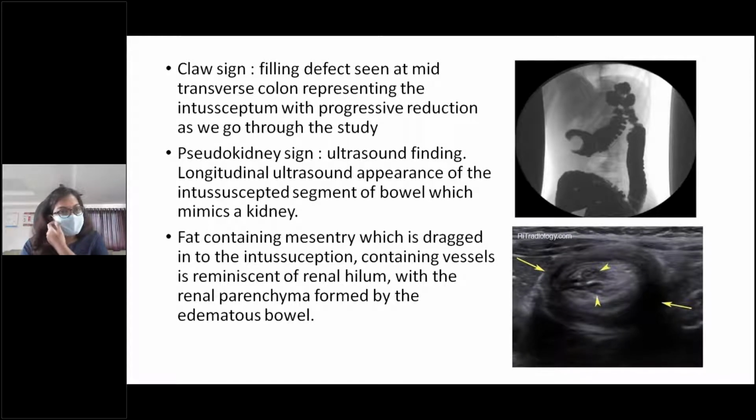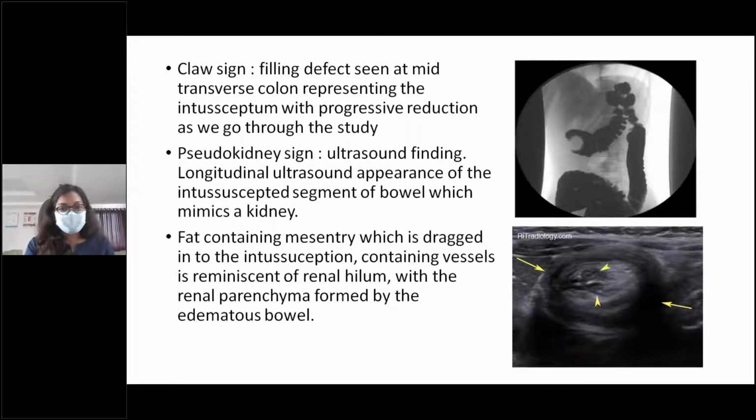There are certain signs like claw sign. This is the claw sign. The filling defect seen at the mid-transverse colon representing the intussusceptum with progressive reduction as we go through the study.